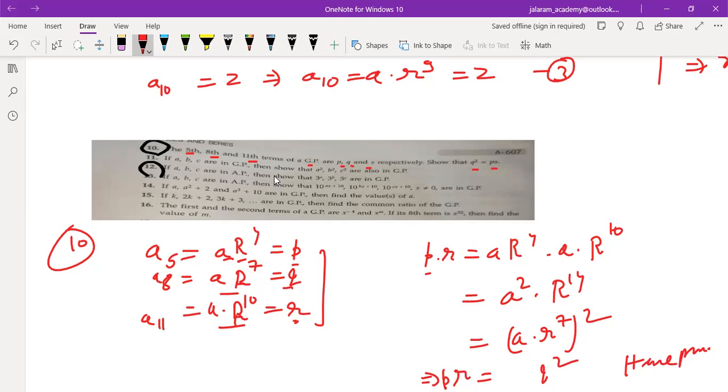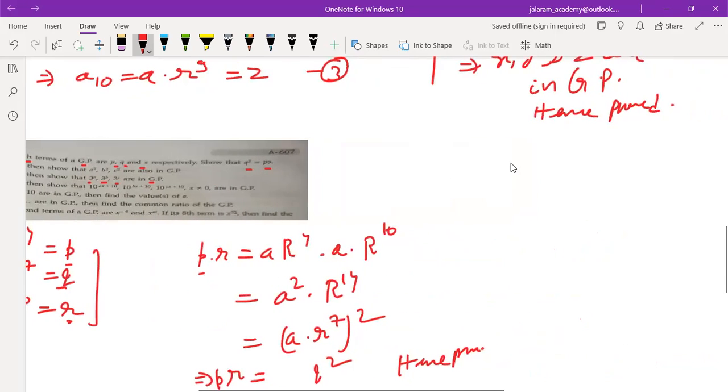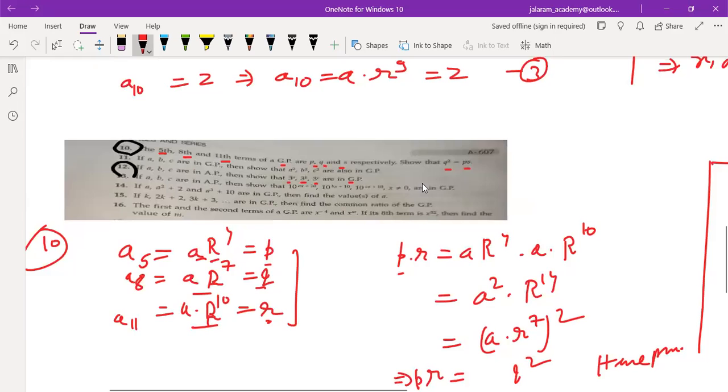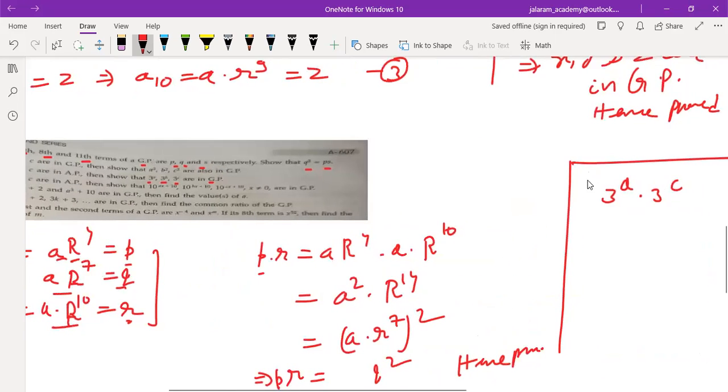If a, b, c are in AP, then show that 3 to the power a, 3 to the power b, 3 to the power c are in GP. To prove that, first we multiply 3 to the power a into 3 to the power c. So it will give 3 to the power a plus c, as in multiplication powers will be added.